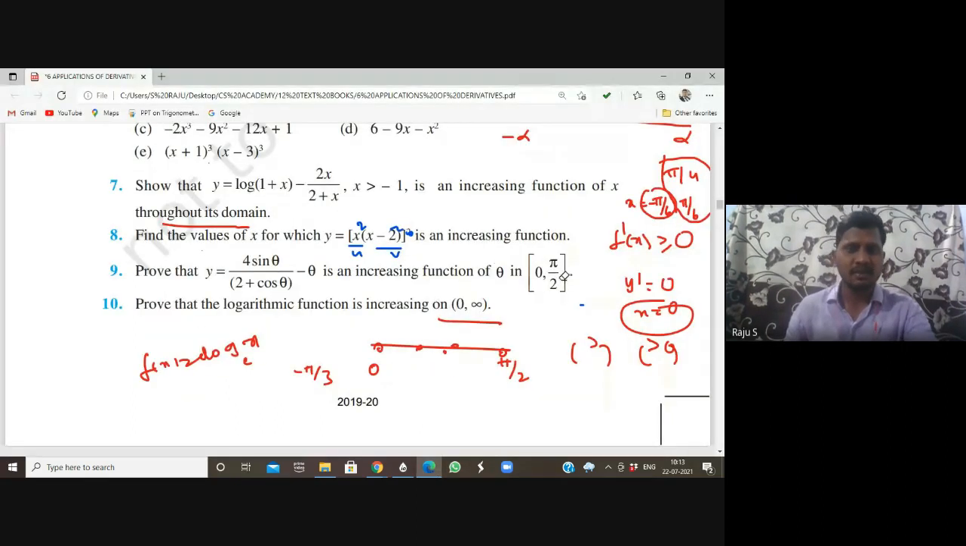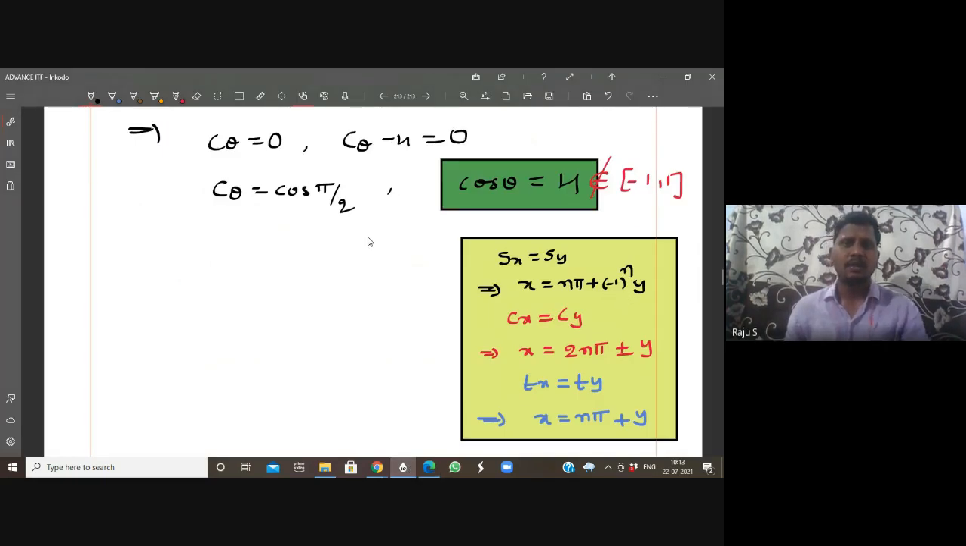What is the interval they have given here? 0 to pi by 2. We have to prove that in 0 to pi by 2. So see students, here now theta is equal to pi by 2. We got it here, theta is equal to pi by 2. So we can take the real line here.